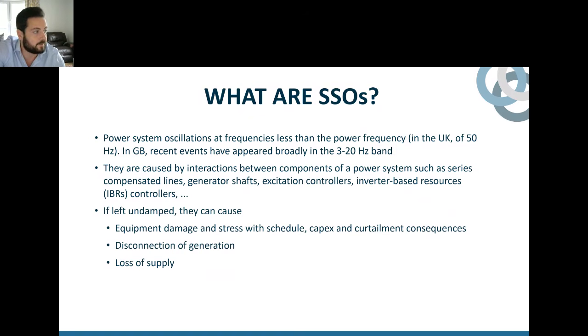Initially, they were known to be caused by series compensated lines and generator shafts. However, throughout the years, it has been seen that inverter-based resources and their controllers are also causing this oscillation phenomena. And if left undamped, they can damage equipment. The generation can be disconnected from the electrical grid, and the worst case scenario, obviously, is loss of supply and blackouts, which can be partial or local, or fully on a larger scale.